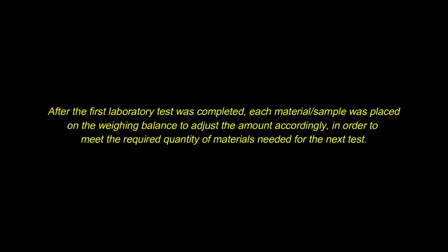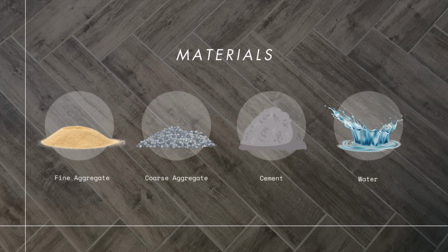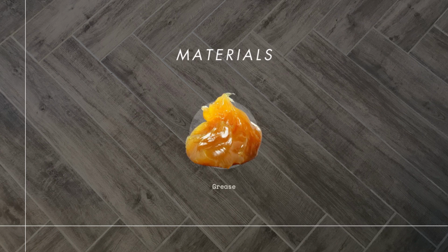After the first laboratory test was completed, each material and sample was placed on a weighing balance to adjust the amount accordingly in order to meet the required quantity of materials needed for the next test. The apparatuses and equipments used were the weighing balance, trays, and vernier caliper. The materials were fine aggregates, coarse aggregates, cement, and water. Grease was also prepared for the next laboratory activity.